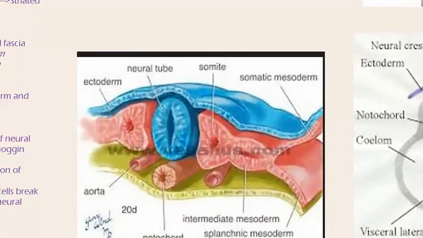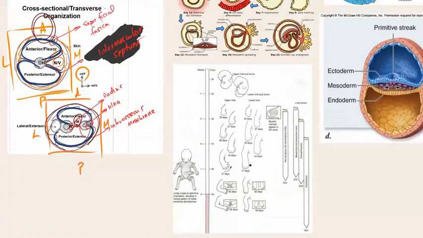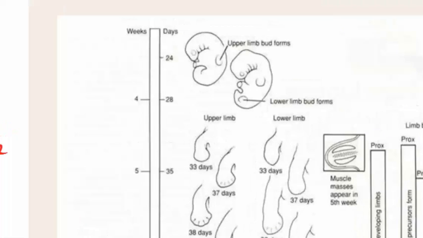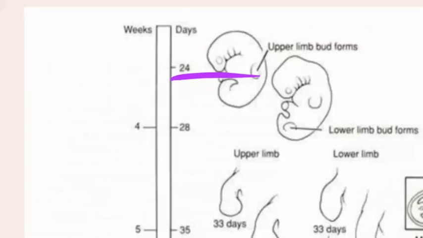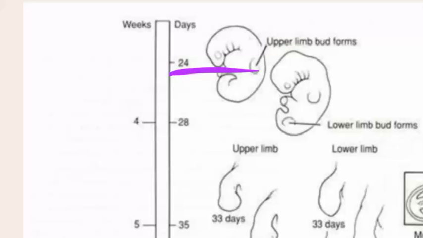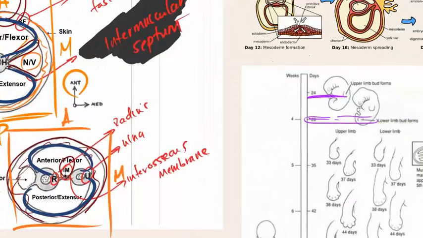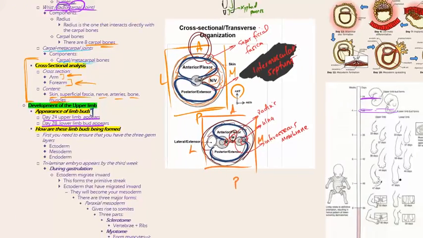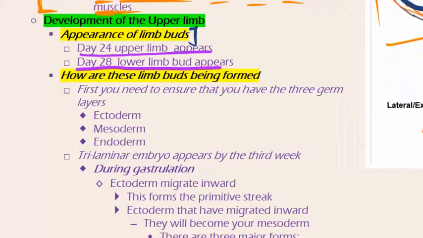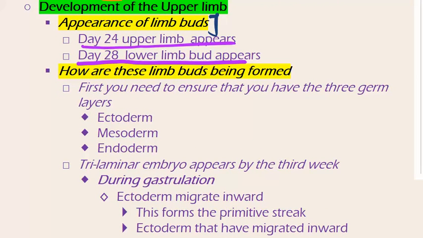So let's maybe add some pictures to this. Here, around day 24, we see the upper limb buds. Then maybe somewhere around day 28, right here, we have the lower limb buds coming out. Okay, so how are these limb buds being formed?